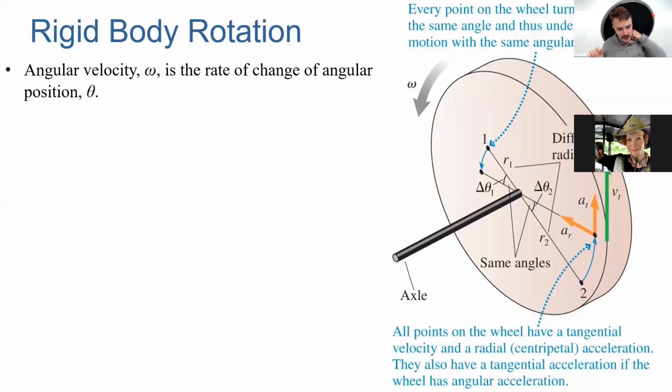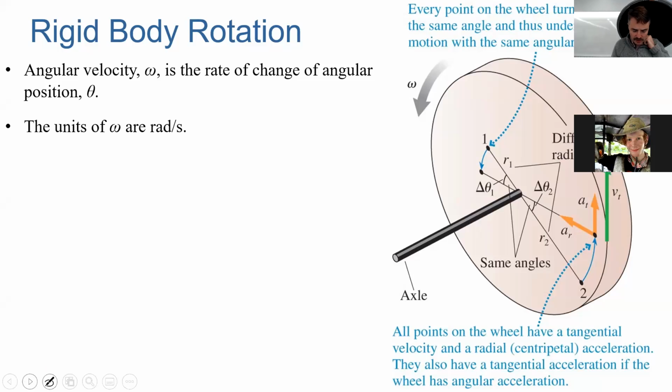So angular velocity omega is the rate of change of angular position theta. So sort of analogous, right? This omega is to theta as the v was to x before. So you're sweeping out these different angles. The units of omega are radians per second because the units of theta were radians.